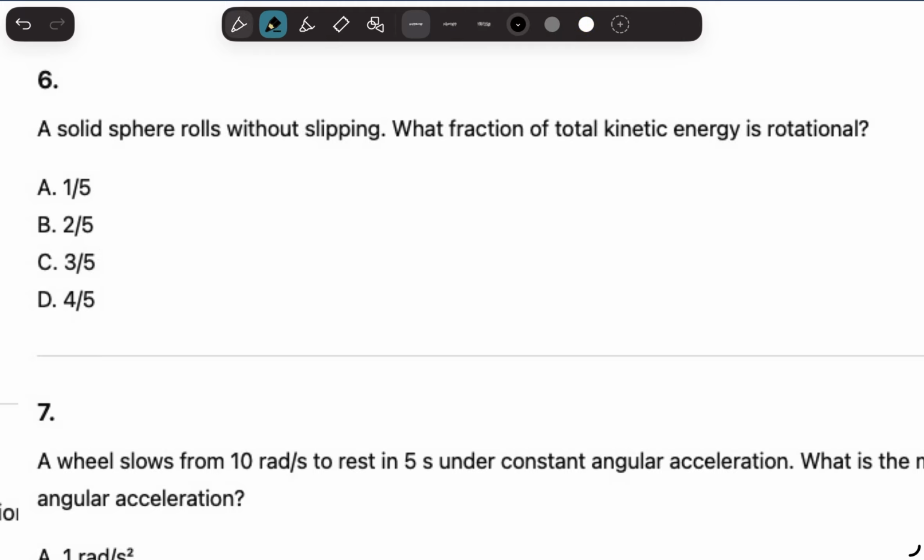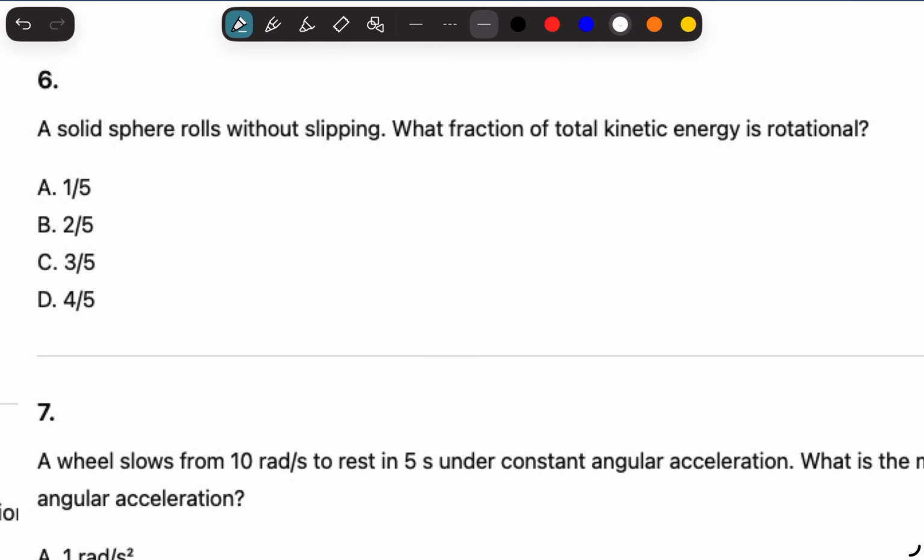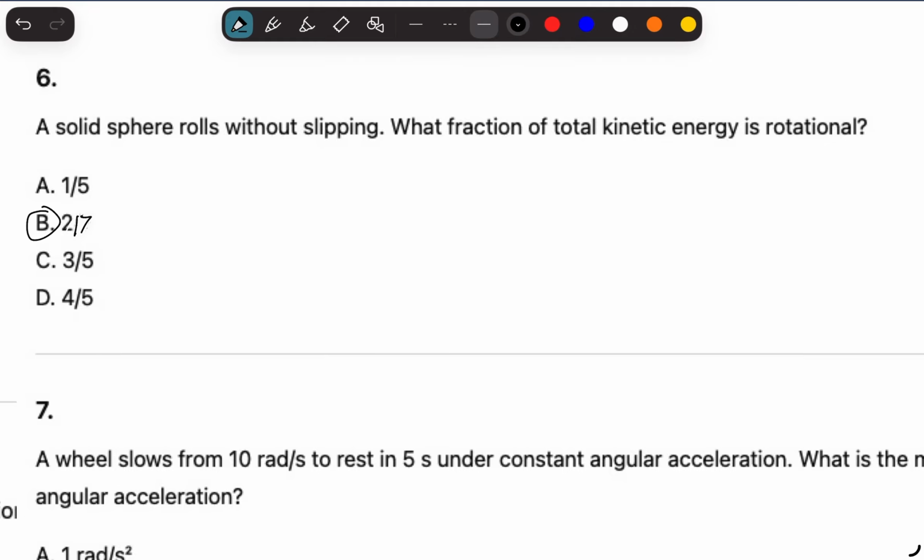So for this question, this answer option is not listed. So the answer option here, we're going to change 2/5 to be 2/7. That's going to be the answer here. And let's see how we get this.